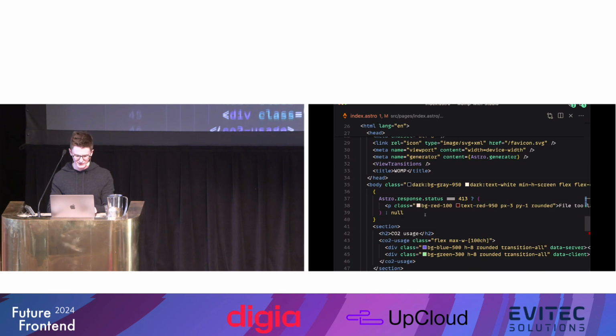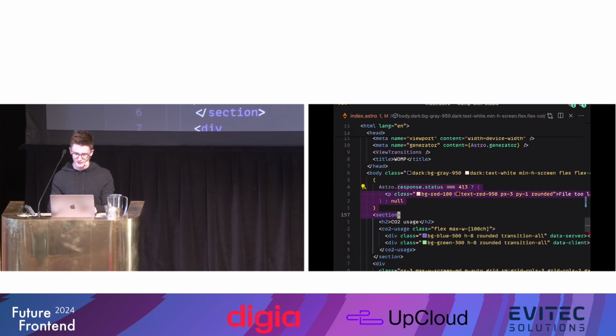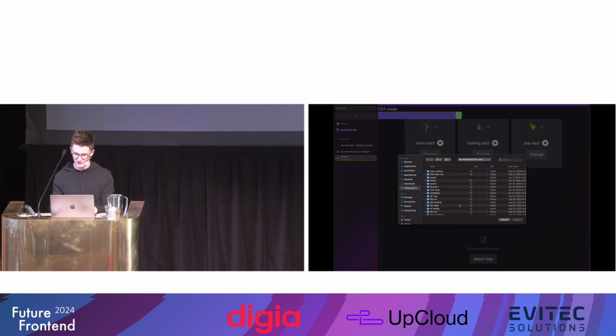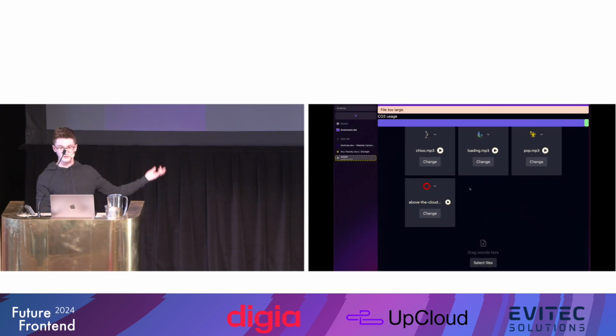And you can see down here, I have a little banner that's going to pop up whenever that status is 413, which is a status code for an invalid resource. If I refresh this again, and I try to upload that same file from earlier, you can see now, file too large. There we go. So now we're blocking bad bytes being sent over the wire.